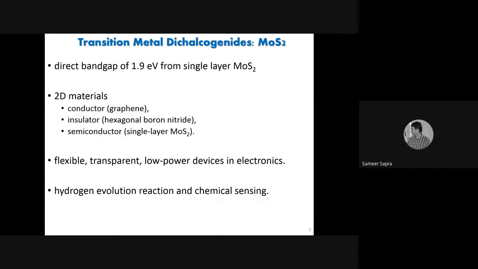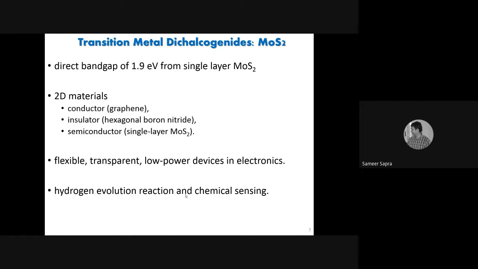So to tell you something about MoS2, it's got a direct band gap of 1.9 electron volt from single layer molybdenum sulphide. Otherwise, it's an indirect band gap material. Okay, so the good thing by having MoS2 is that you fill your complete kitty. So you have a conductor, you have an insulator, boron nitride, and now you have a semiconductor. So any kind of application is possible. The good thing with 2D materials is that it's flexible, it's transparent, okay, and so you can think of low power devices. Also, the good thing about 2D materials is that it has a lot of surface, so you can think of a lot of catalytic activities.